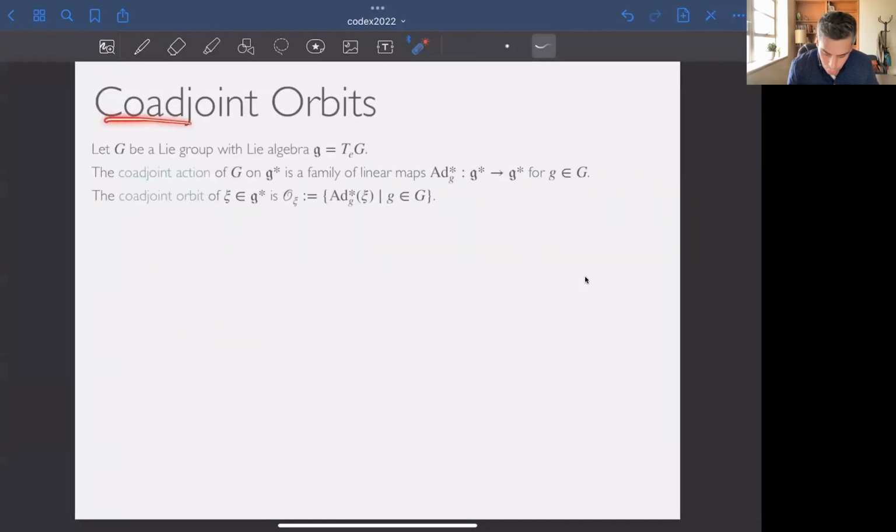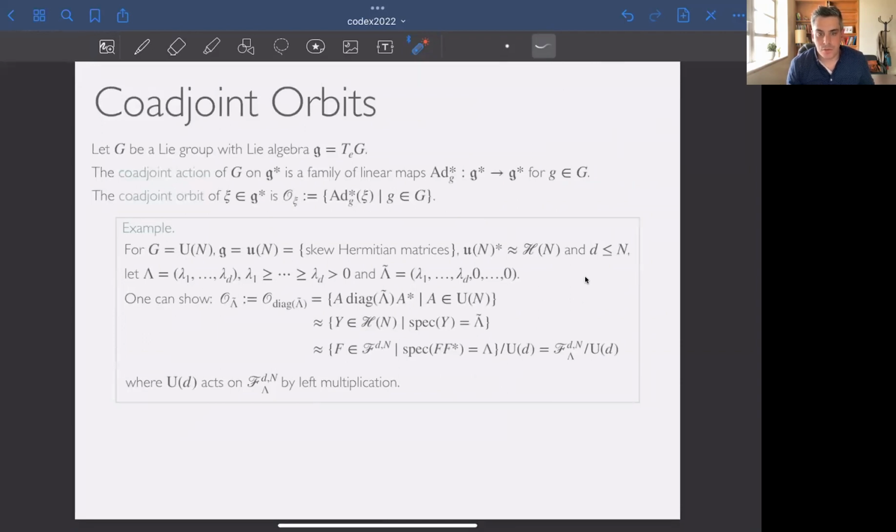So what is a coadjoint orbit? Of course, it's an orbit of the coadjoint action. If I take something in little g star, in the dual of the Lie algebra, I ask, where does it go under all possible coadjoint actions? That's what I'll call the coadjoint orbit. So this is denoted O sub C.